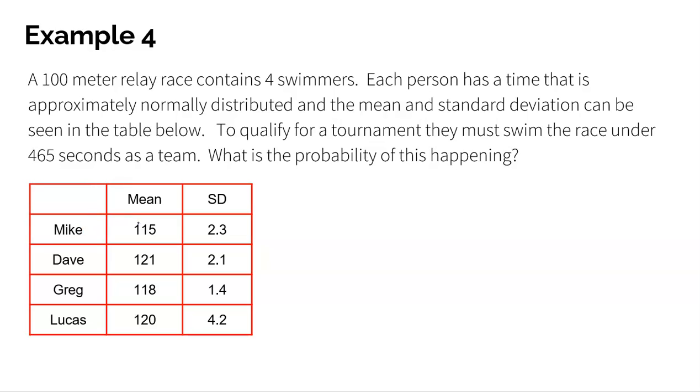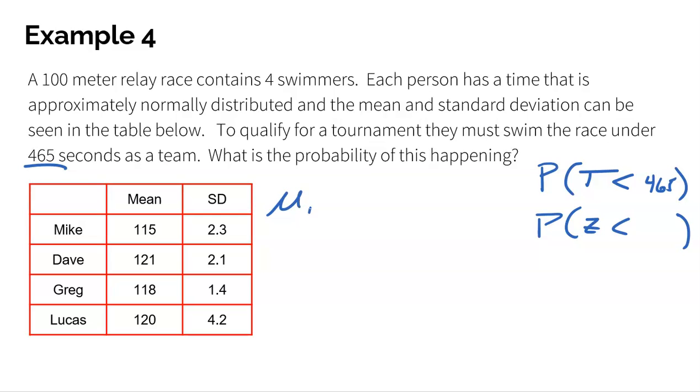So here are the individual times for Mike, Dave, Greg, and Lucas, means and standard deviations. And to qualify for a big tournament, they need to swim a race under 465 seconds. What is the probability of that happening? So what is the probability that their total is less than 465 seconds? All right, to do that, I'm going to need a z-score that represents 465 seconds in a normal distribution for the total. So I first need the mean for the total.